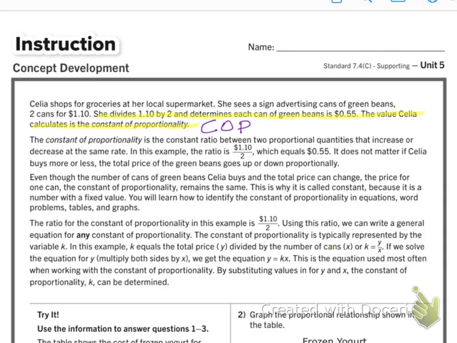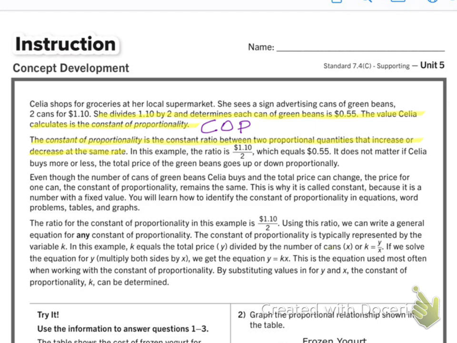So the next paragraph says that the constant of proportionality is the constant ratio between two proportional quantities that either increase or decrease at the same rate. So it's not going to change rates. I don't care who buys the green beans. 55 cents is how much they're going to pay for 1 can. In this example, the ratio is $1.10 divided by 2, which equals 55 cents. It does not matter if Celia buys more or less. The total price of the green beans goes up or down proportionally.